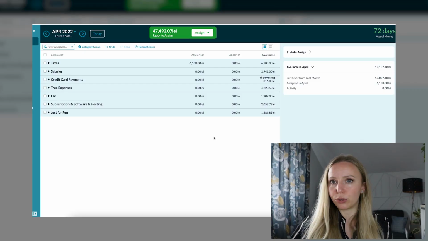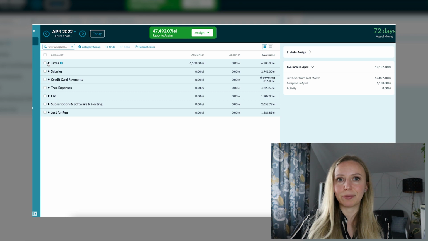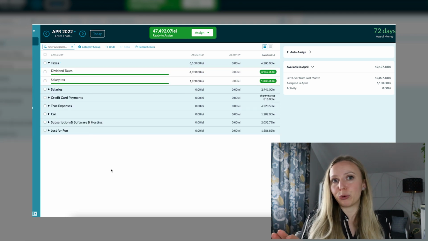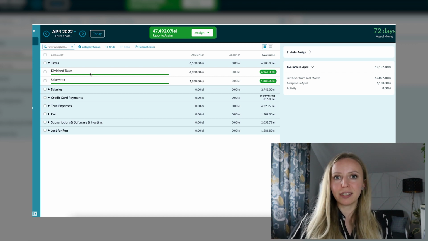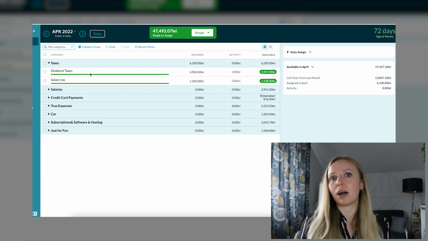Let's check the categories. The first one is taxes. There is a saying, I'm sure you've heard it before, that 2 things are certain in life: debt and taxes. So this is why taxes are the first category in my budget. I pay 2 kinds of taxes. Dividend taxes, these are when I take money out of the business for myself, when I take out the profit. I did this last month. I took out a larger chunk of money as dividends for myself.